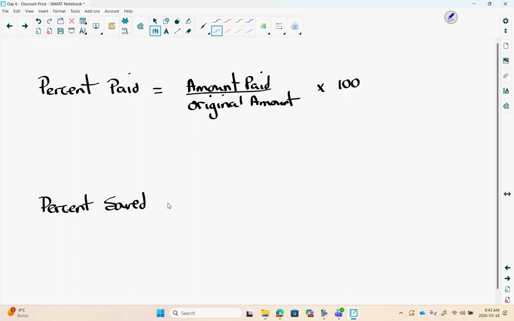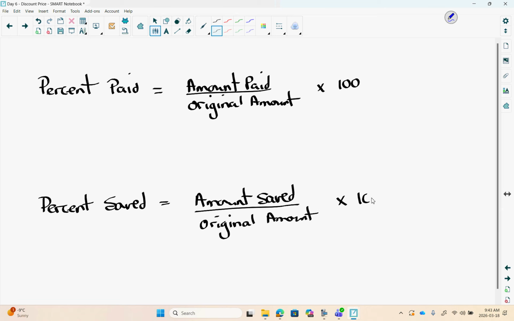When you're talking about savings, the percent saved is the amount you saved, or your savings, over the original amount. And you would multiply that by 100.